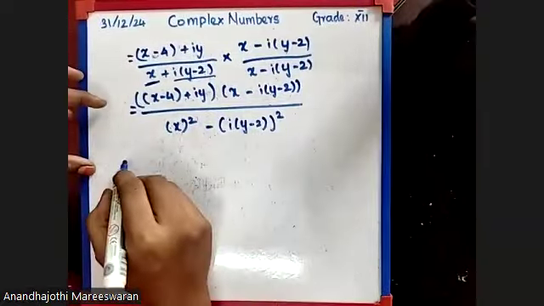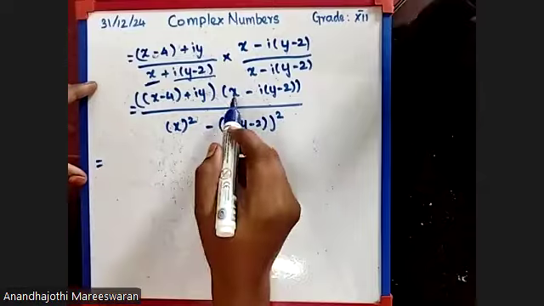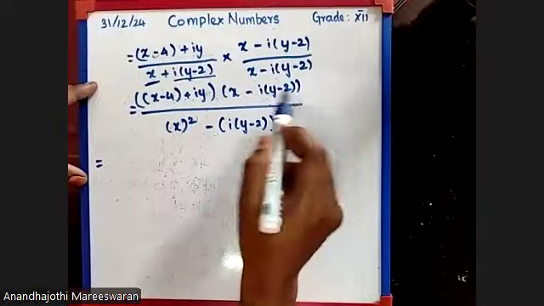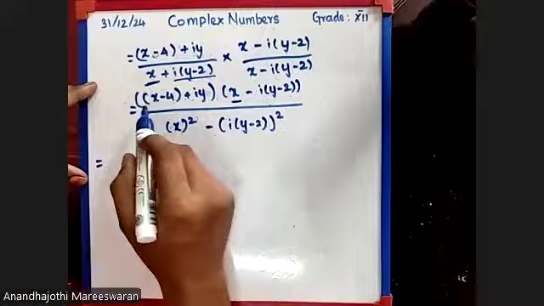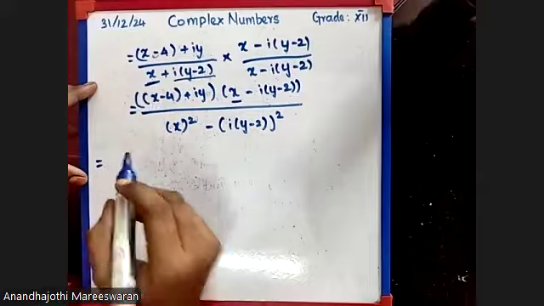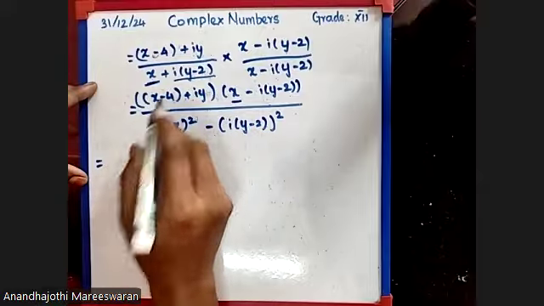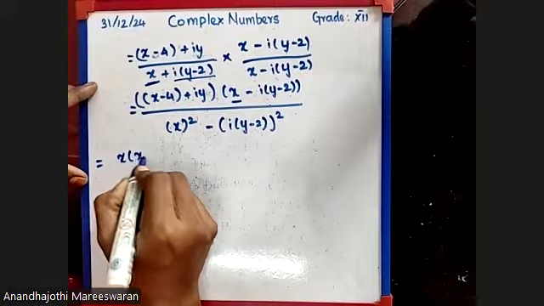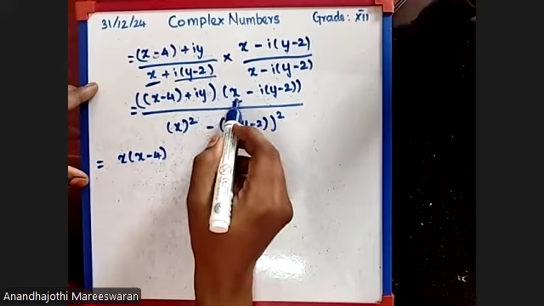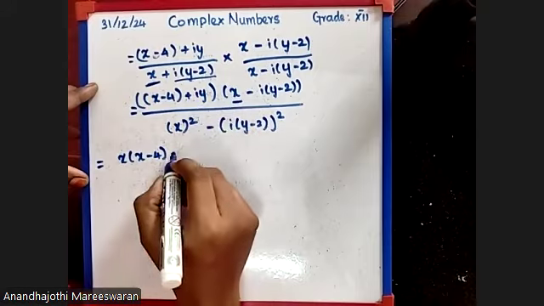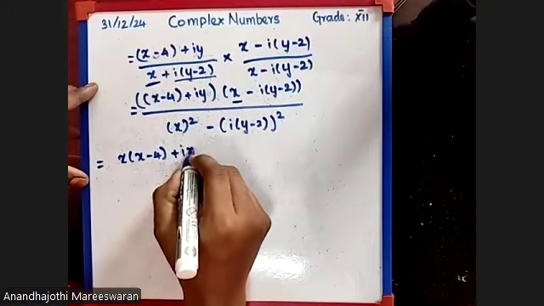Now I'm going to multiply the entire term in the numerator between these two things. First I'm going to multiply this by x, so x into (x minus 4). Then next I'm going to multiply i with iy, so plus i times iy.